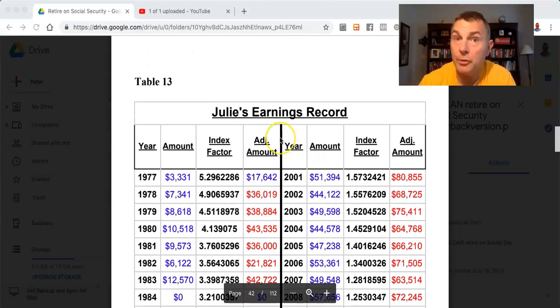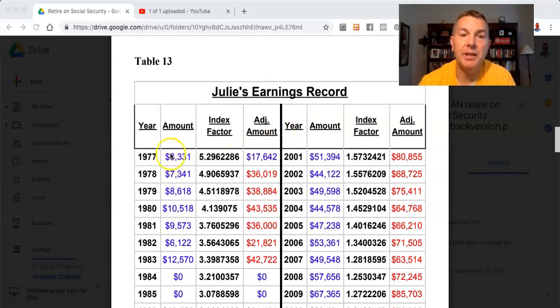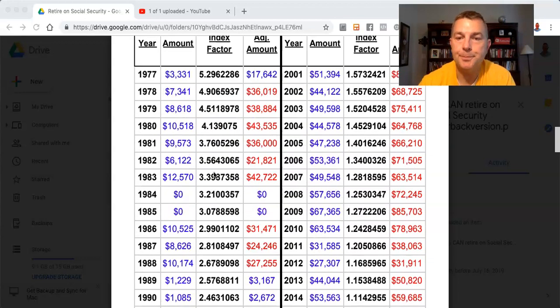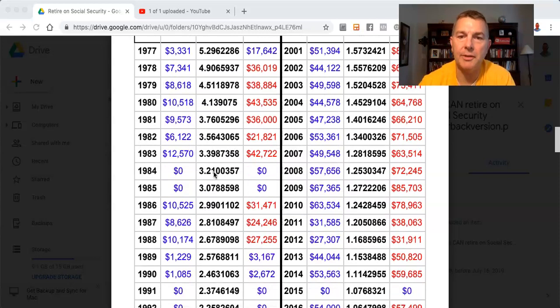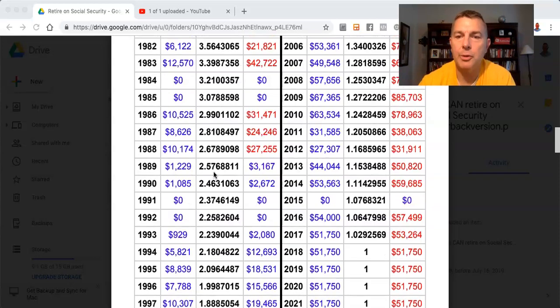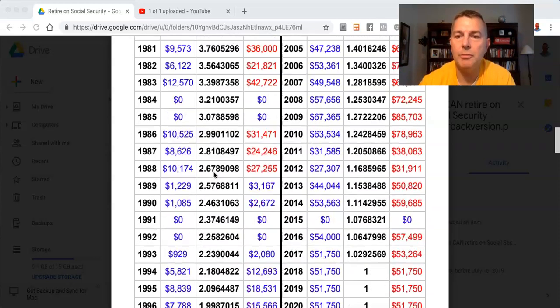All right, so here's table 13. We have Julie's earnings record. As you can see, $3,331 in 1977. Actually, I switched the numbers around. So what did I do here? It looks like we're using, what did I do?